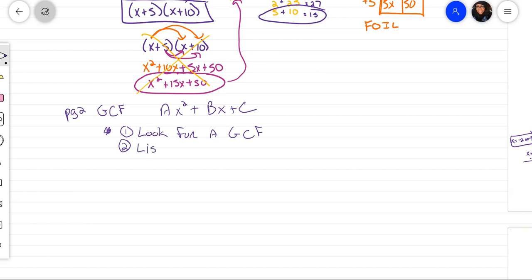List all factors of C. Number 3, pick the pair that adds up to B. And then step 4 is to write your two binomials.